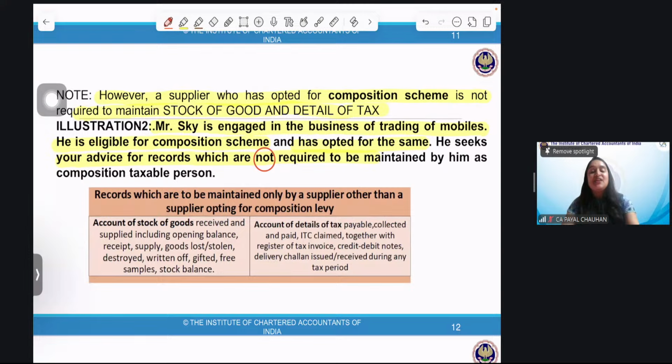Yes, Ashlesha. We have two records which are not required by a composition dealer: stock of goods and the detail of tax. Everyone got it? SOG, DOT. Very good, Adil. Hana? Sometimes acronyms make a different meaning, right? SOG. Perfect, perfect.